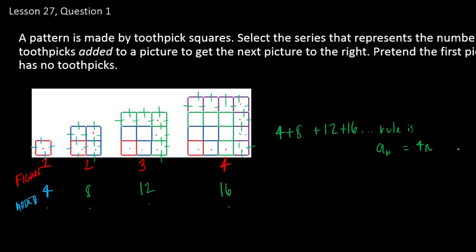So what I want you to get from this is just to understand the mechanics of the picture and how everything's being formed. So again, we go from no toothpicks to a 1 by 1 box, and as my figure gets larger, right, from a 1 by 1 to a 2 by 2 to a 3 by 3 to a 4 by 4, I'm counting the number of toothpicks that are added onto it to make that next image. So the rule for that is a sub n equals 4n.